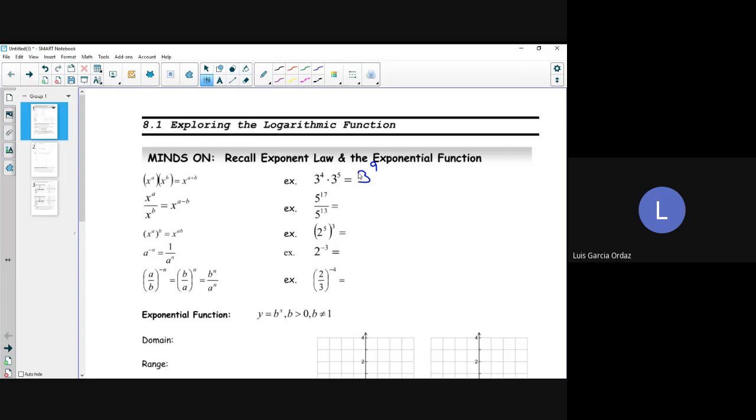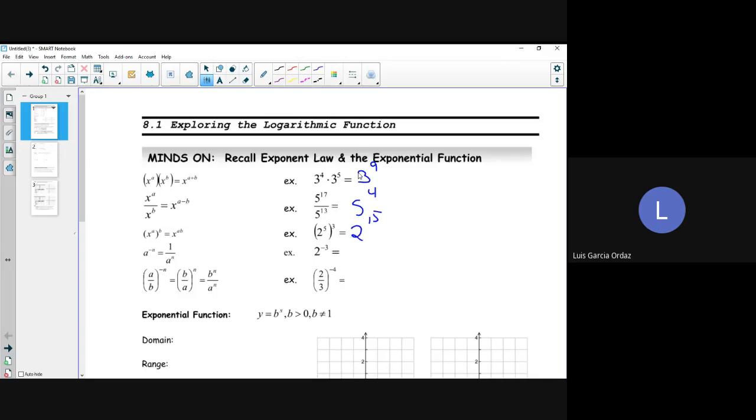Okay, and then when we divide exponents with the same base, we have to subtract the exponents. So we get 5 to the 17 divided by 5 to the 13. What would that give us? 5 to the 4. And then we have the power rule. So when we're applying a number with an exponent to the power of another exponent, all you're doing is multiplying the exponents together. So what would 2 to the 5 to the power of 3 give us? 2 to the 15.